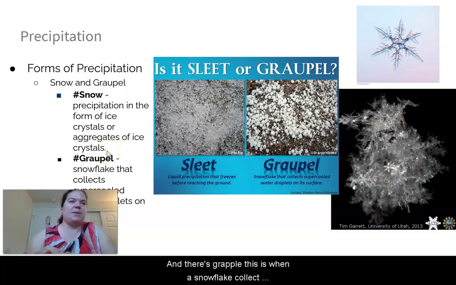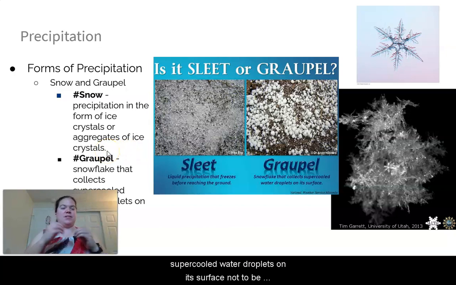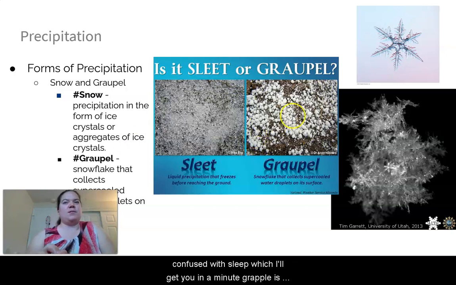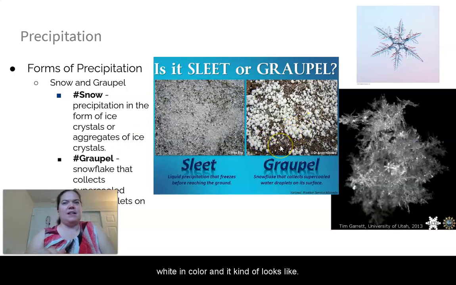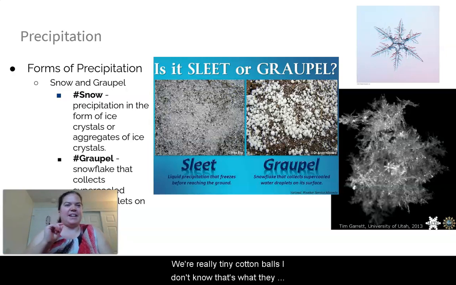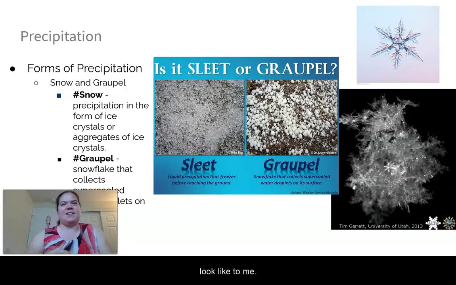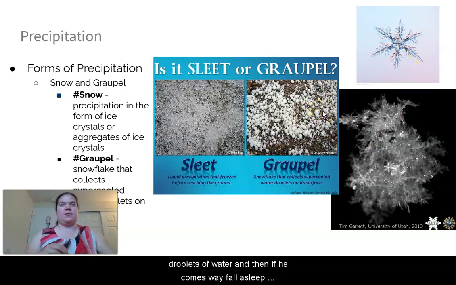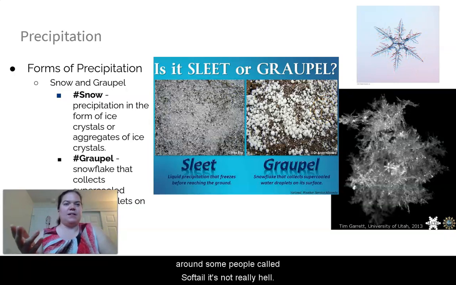Then there's graupel. This is when a snowflake collects supercooled water droplets on its surface. Not to be confused with sleet, which I'll get to in a minute. Graupel is white in color, and it kind of looks like Dippin' Dots, I guess. Kind of just like little puffs, or really tiny cotton balls. I don't know. That's what they look like to me. Anyway, so the snowflake gets covered with supercooled droplets of water, and then it becomes white, falls to the ground. Some people call it soft hail. It's not really hail. It's called graupel for a reason, because it's something else.